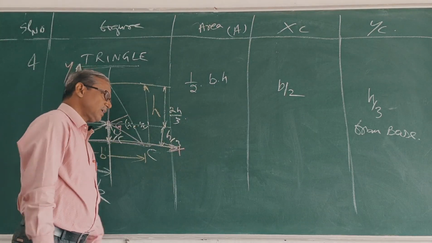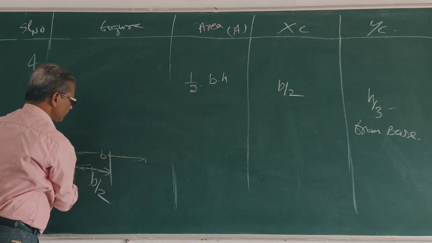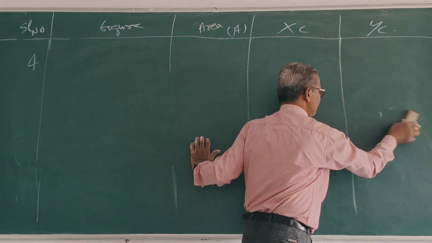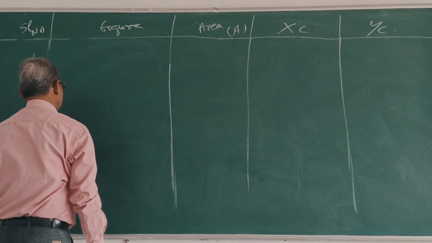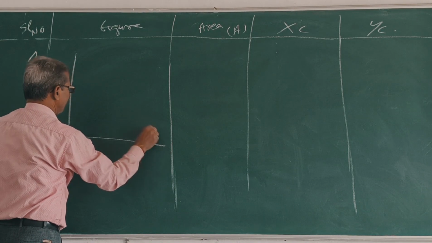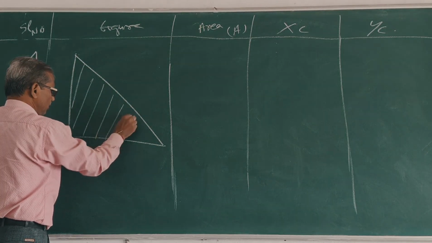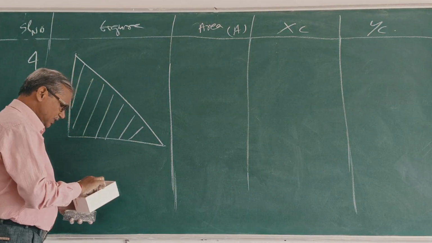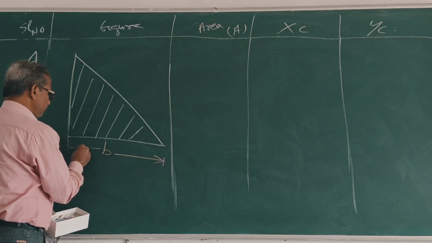If this is a right angle triangle, suppose this is a right angle triangle, we'll find out the CG of this figure. Clear? Suppose this is base B, this is height H.